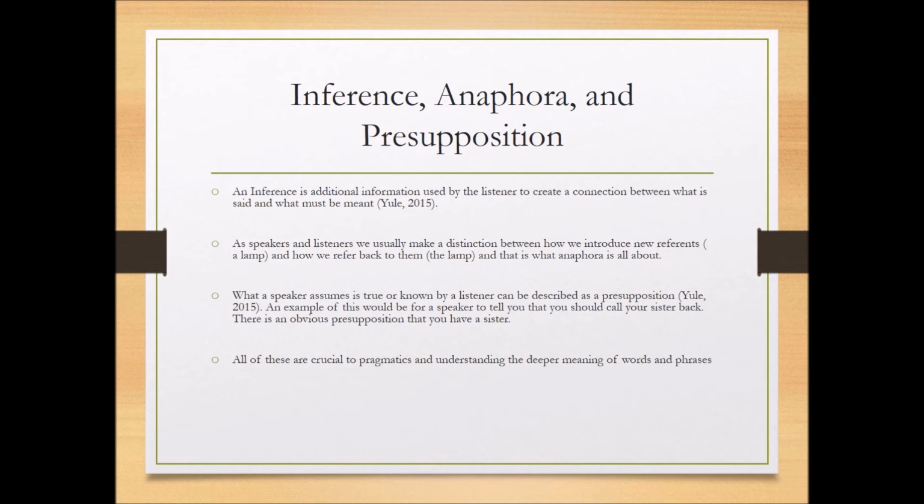Another three things that are crucial to pragmatics are inference, anaphora, and presupposition. An inference is additional information used by a listener to create a connection between what is said and what must be meant. As speakers and listeners, we usually make a distinction between how we introduce new references and how we refer back to them, and that's anaphora. Last but not least, we have presupposition, which is what a speaker assumes is true or known by a listener. An example of this would be for a speaker to tell you that you should call back your sister. There's an obvious presupposition that you have a sister in the first place.